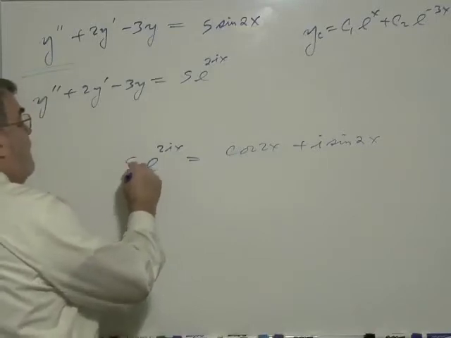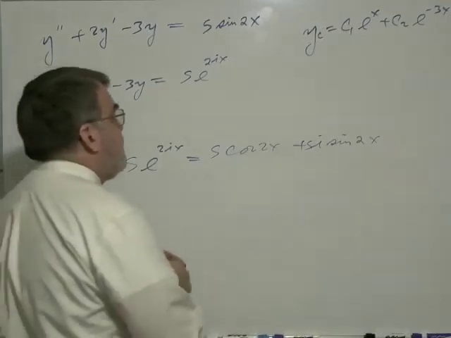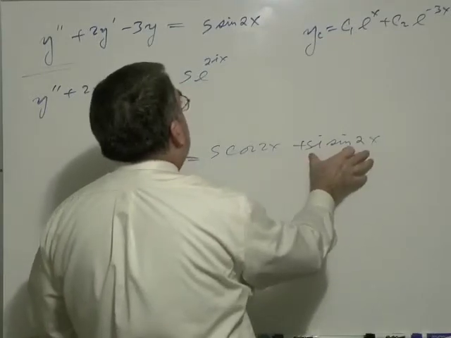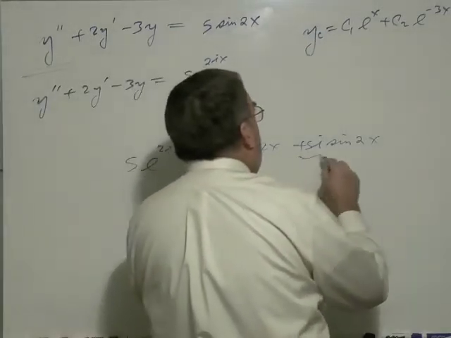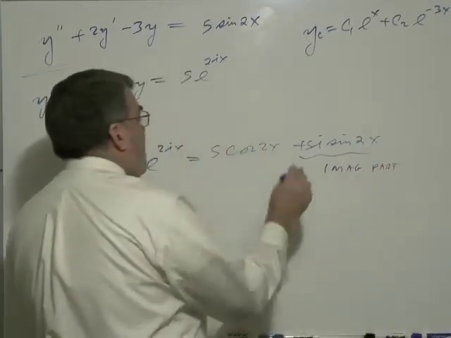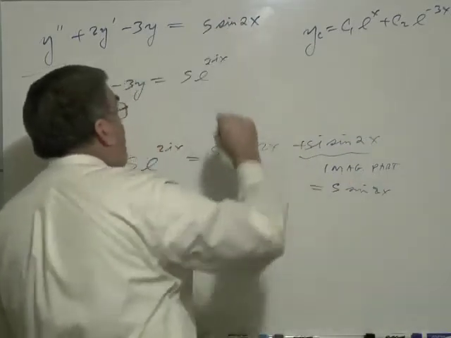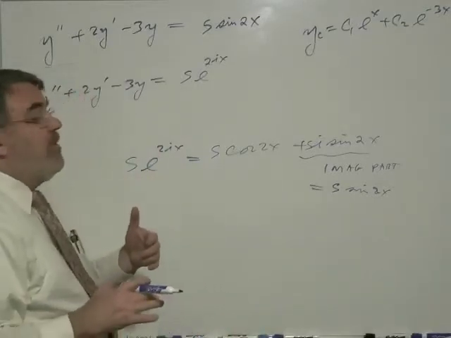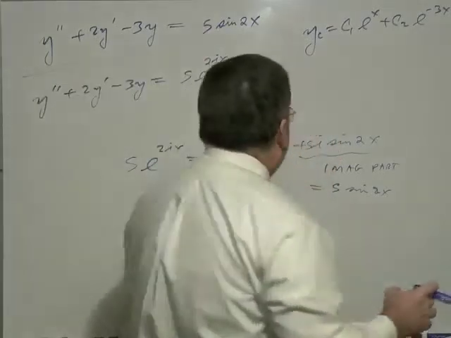So if I multiply it by 5, I just have 5 sitting here. So if you look at this, 5 sine 2x is literally the imaginary part of this complex number. So when I solve this problem, if I look at the imaginary part of the solution, I should get the answer to this problem up here. That's the idea. So we'll get started.